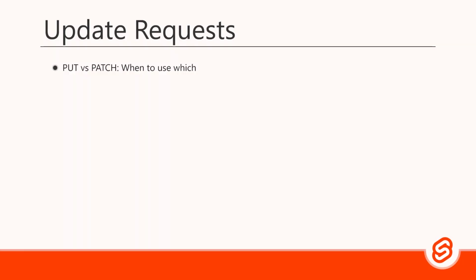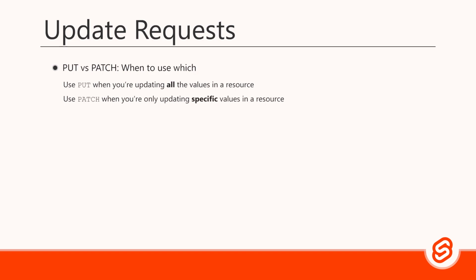A question that often comes up is when to use put and when to use patch. In short, when you're updating all the values in a resource, use put. But, if you only want to update a few values, use patch. For example, we can use patch if we only need to update the title of a blog post. But, if there are changes in the post ID, user ID, and the body, we can use put, because the entire resource needs to be updated.